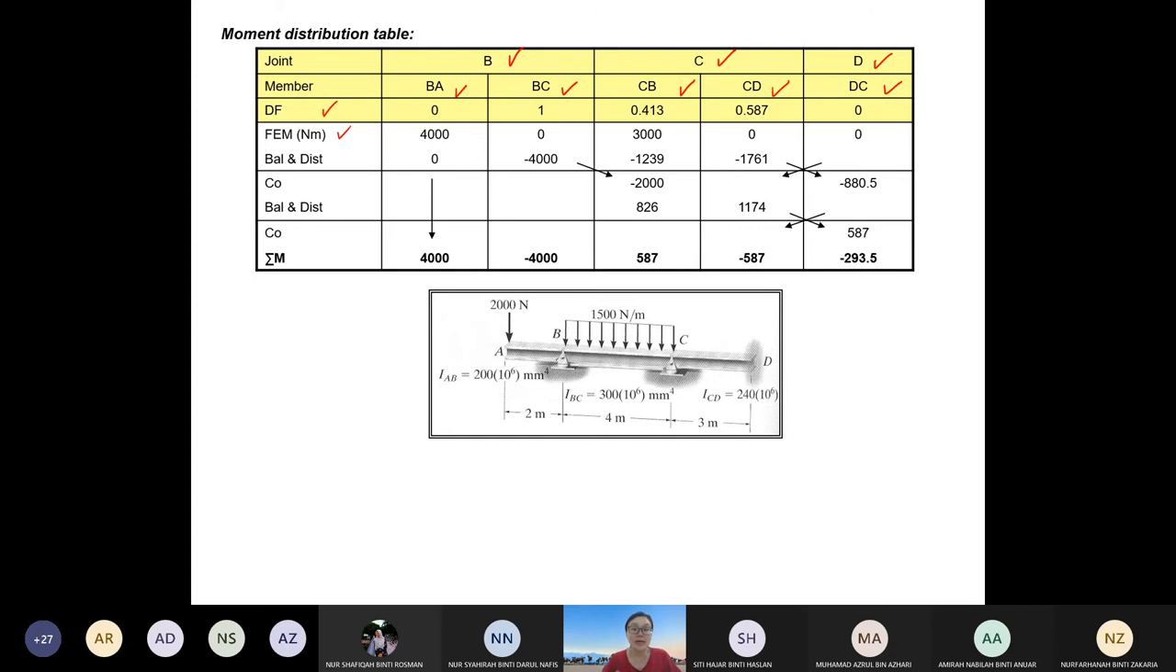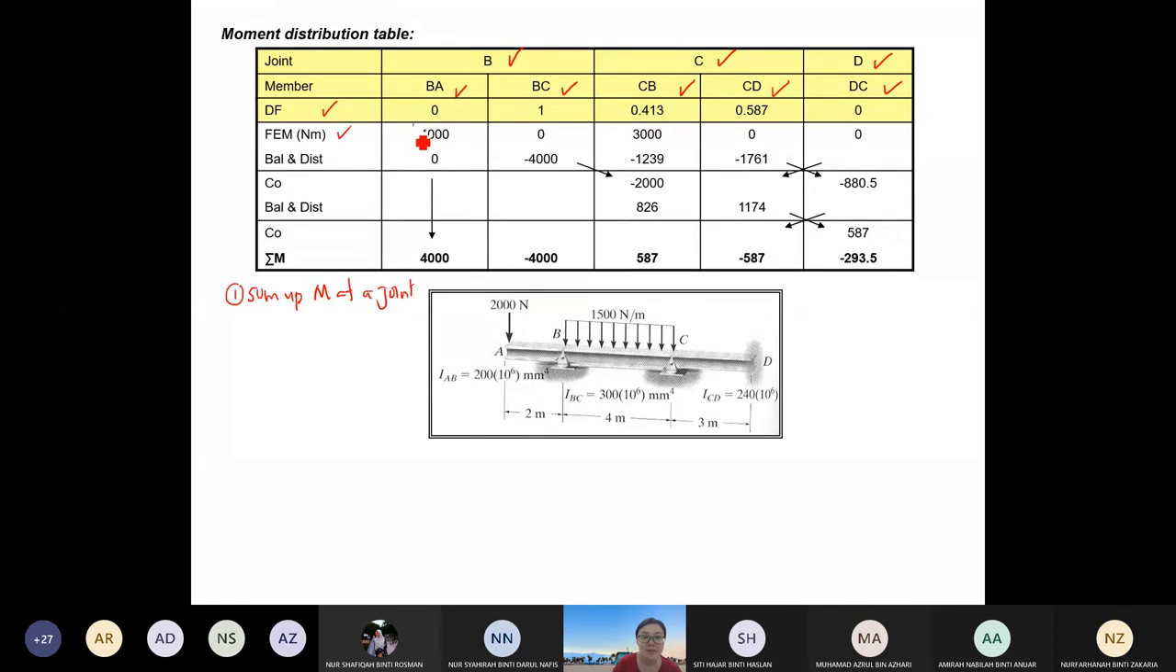Let us do it again together here, how to do the balance and distribute. Let us do it at joint B. When you talk about joint B, what is the first step? We sum up the moment at a joint.